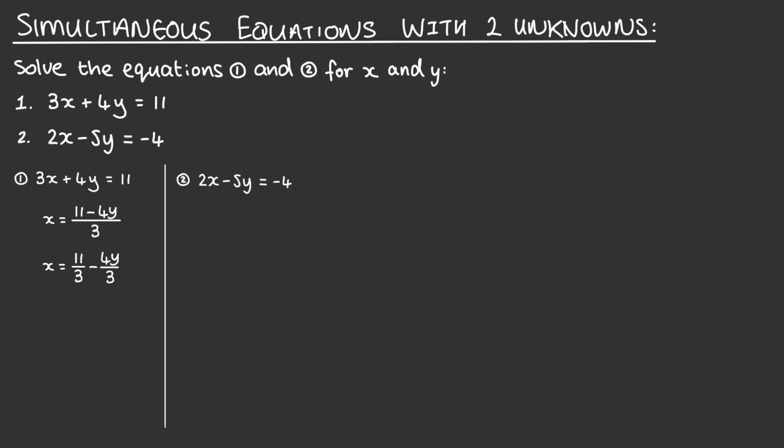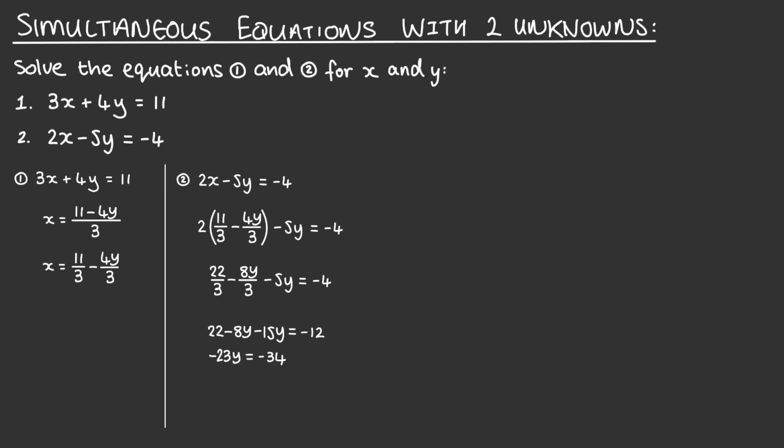Now we can take the value that we found for x and substitute it into the second equation. So you can see that I've essentially replaced the x term in the second equation by the x that we solved for with the first equation. We can simplify by multiplying out the brackets, and we can further simplify by multiplying everything by 3, which gets rid of the denominator in the first two fractions. Then, taking everything to one side, we're left with minus 23y is equal to minus 34.